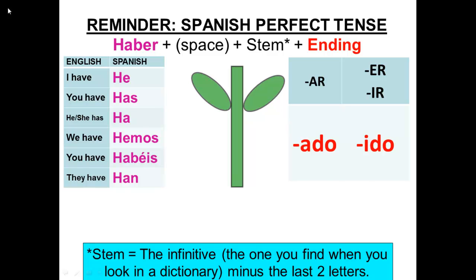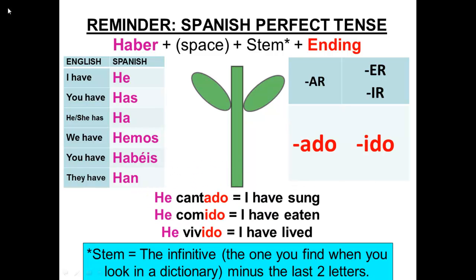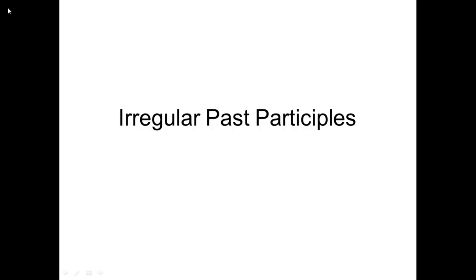Here's a quick reminder of how the Spanish perfect tense works. We have the present tense of haber: he, has, ha, hemos, habéis, han. Then we have the stem of the verb plus the ending -ado or -ido. With the examples here: he cantado, I have sung. He comido, I have eaten. He bebido, I have drunk. However, today we're looking at irregular past participles.